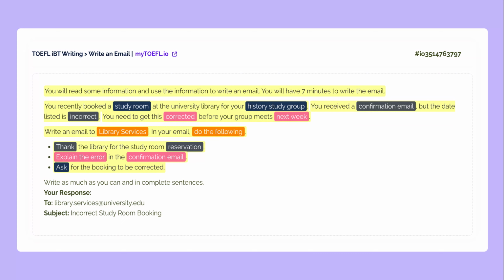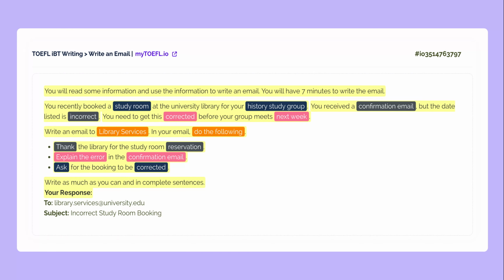Finally, you must ask for the change. Use a polite request structure to ensure the booking is corrected. This completes the purpose of the email. In the scoring rubric, this demonstrates your ability to use language to achieve a specific goal or outcome. Write as much as you can and in complete sentences.